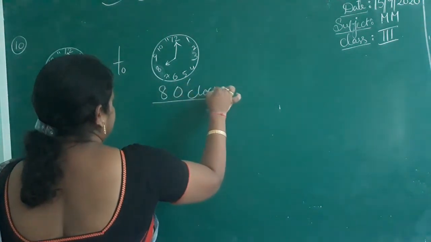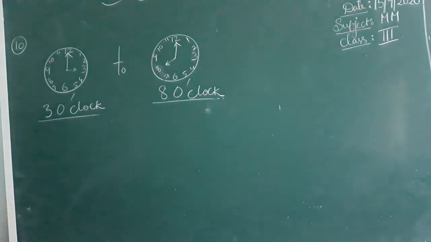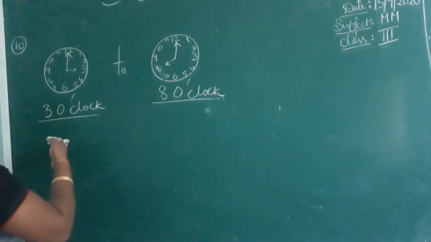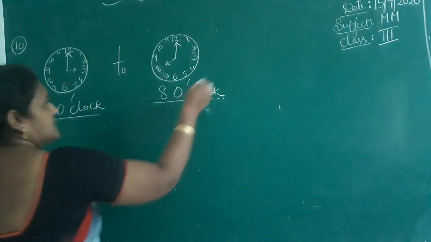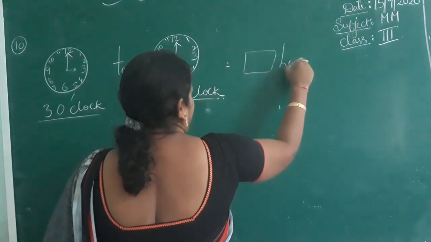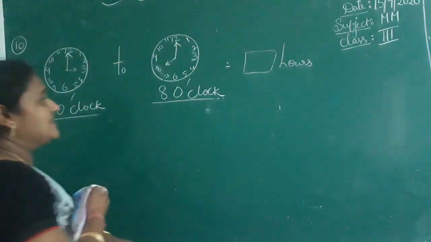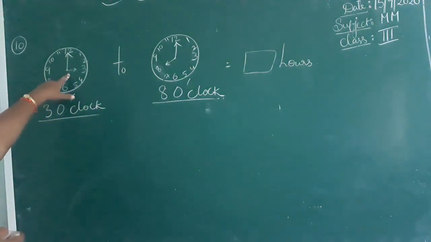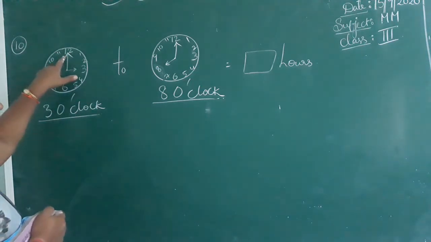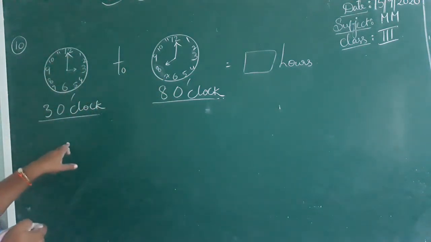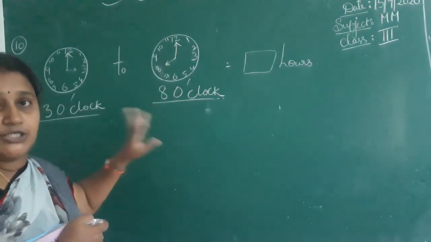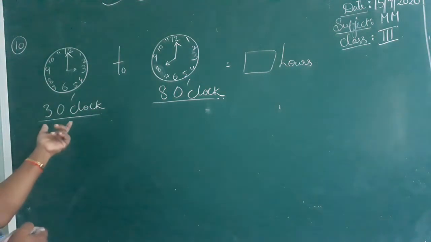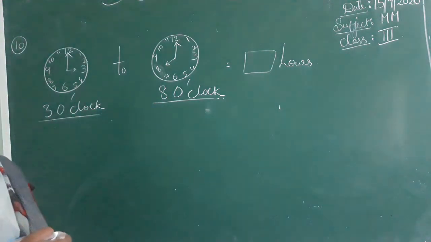They are asking us how many hours are there between these 2 timings. What are these two? 3 o'clock, 8 o'clock. What is the time given in the first one? The short hand is at 3 and the long hand is at 12, so it is 3 o'clock here. The short hand is at 8 and the long hand is at 12, so it is 8 o'clock. How many hours are there between 3 and 8? This is the question asked.